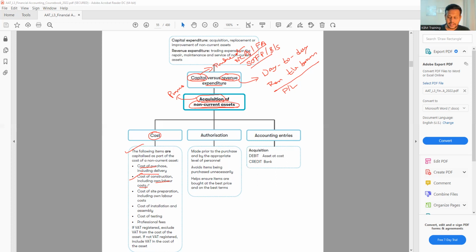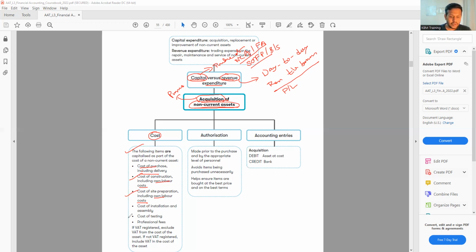Then we have the cost of site preparation. Cost of site preparation is all about if I need to prepare the site. For example, if we have plant and machinery, and we need to make something there in order to fix the plant and machinery, or prepare the site first because it is necessary for the plant and machinery. If we need to pay something for the labor, that will be part of our cost.